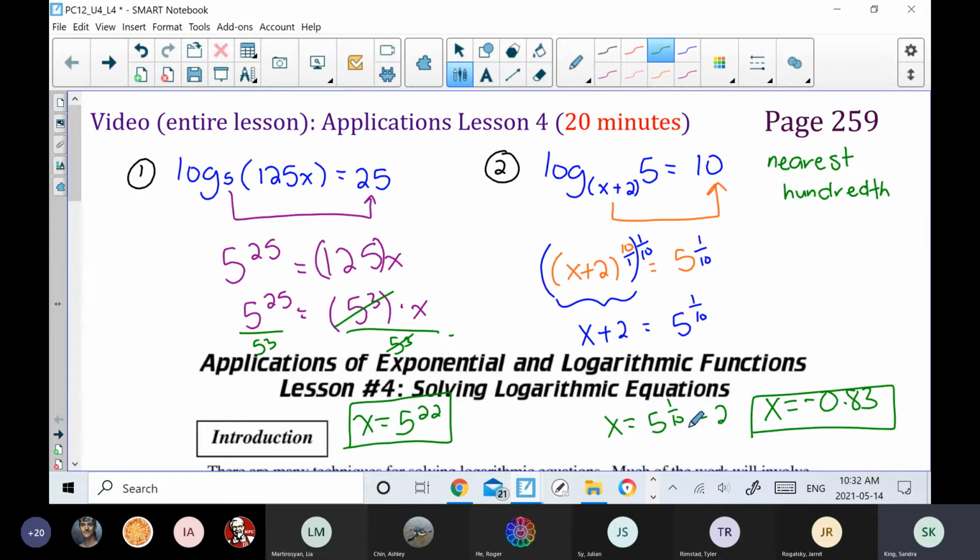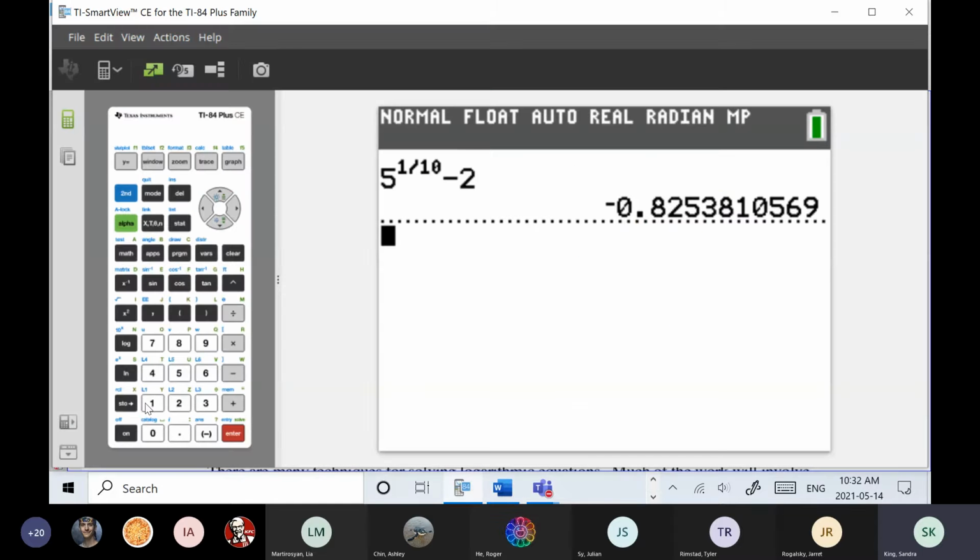The other way that you could have entered this on your calculator is, remember 5 to the power of 1/10, that could be written as the 10th root of 5 minus 2. So if you would have entered that on your calculator, you would have gotten the exact same answer, right? So the 10th root of 5 and then minus 2.